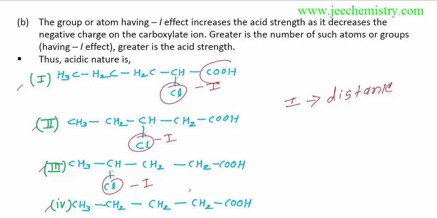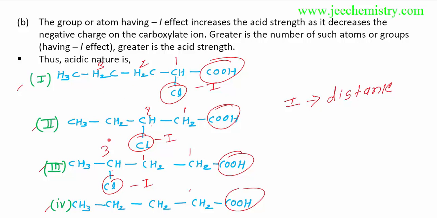So here is the carboxylic acid. The nearer the chlorine is to the carboxylic acid, the more the acidic strength increases. Here chlorine is in the first position, here in the second position, and here in the third position. Chlorine provides a minus I effect, so as the minus I effect increases, the acidic strength increases. When the chlorine goes to the second position, the I effect decreases, so the acidic strength also decreases. When the chlorine comes to the third position, the minus I effect decreases as the distance increases, so the acidic strength decreases.